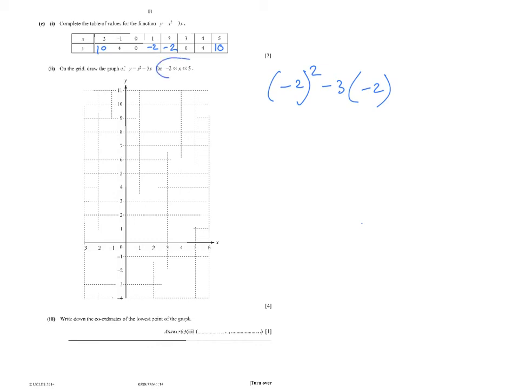So on the grid, draw the graph of x squared minus 3x between minus 2 and 5. Oh, that is very important. Yeah, that's the domain. So do not continue beyond those 2 points. Okay, minus 2 and 5. So we're going to plot the points now. I'll do that in red. And we do that very accurately. Minus 2, 10. Minus 1, 4. 0, 0. 1, minus 2. 2, minus 2. And then we go up again. 3, 0. 4, 4, and 5, 10.